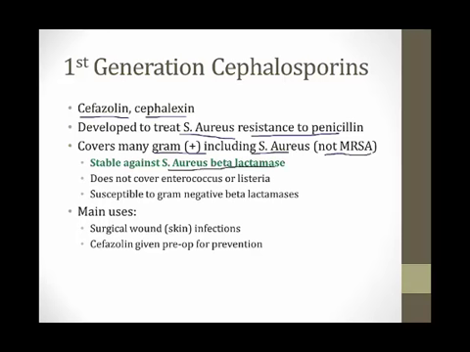You can think of them as similar drugs to the anti-staphylococcal penicillins like dicloxacillin and nafcillin. They do not cover Enterococcus or Listeria, so they're not used for these gram-positive infections, and they are susceptible to most gram-negative beta-lactamases, so they're not used for gram-negative infections. So their main use, therefore, is in situations where you want to cover methicillin-sensitive Staph aureus. That includes surgical wound skin infections, and in addition, cefazolin is often given pre-op for patients undergoing surgery to prevent skin infections after the operation.